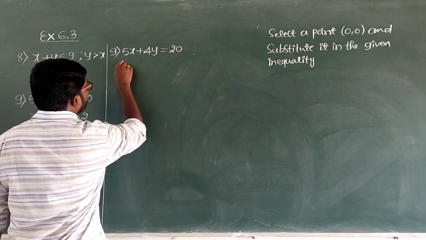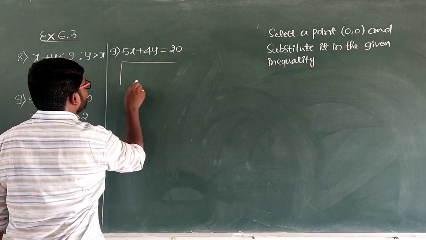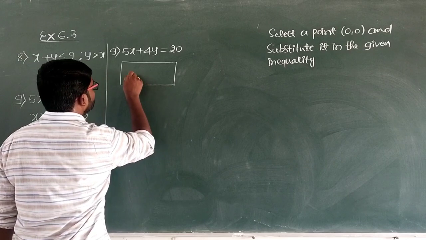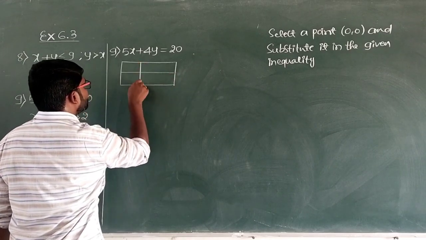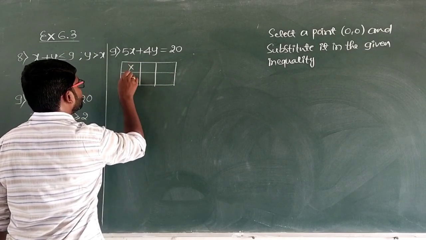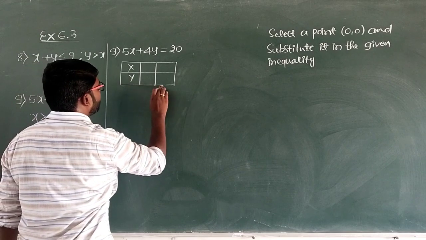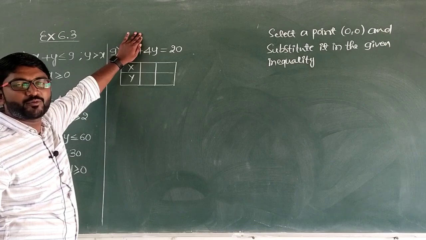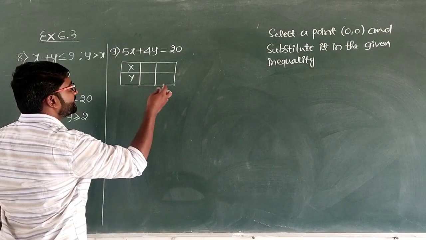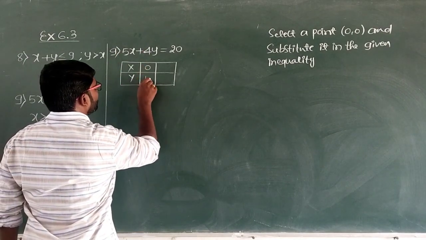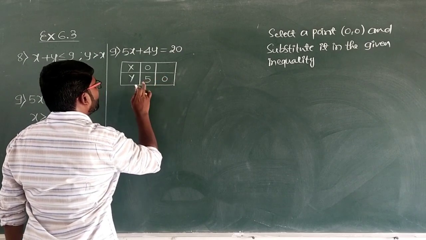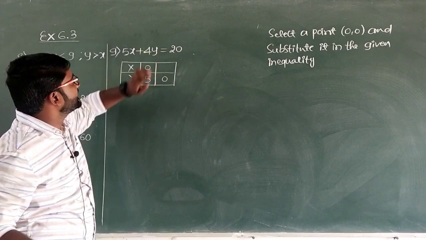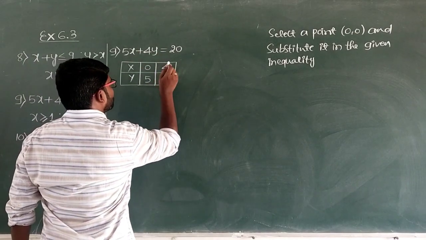So now for this we have to write the table, x, y. Now, when x is 0, it will be eliminated. We get 4y equal to 20, which means y will be 5. Now, when y is 0, it will be eliminated. What do we have? 5x equal to 20 means x equal to 4. So, these are the points.